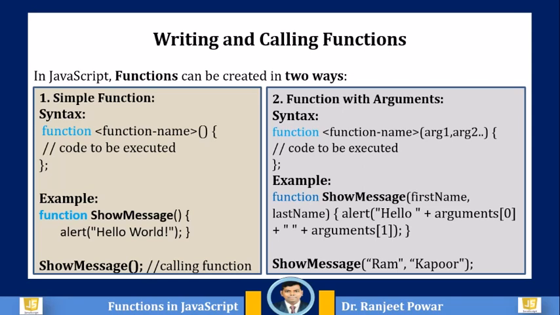In the first example, we have defined a function named showMessage that displays a pop-up message, hello world. The showMessage function is called with the name only. In the second part, the function with parameters or arguments. A function typically needs data from users to perform its task.